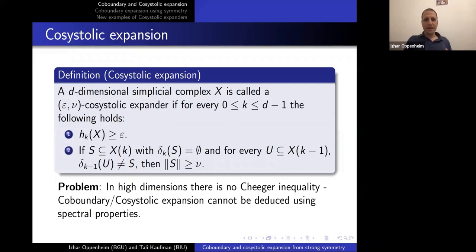And the problem with constructing examples for cosystolic expansion or coboundary expansion is that in high dimension, when we're not dealing with graphs, we don't have the Cheeger inequality, meaning we can't get coboundary or cosystolic expansion out of spectral properties, out of the spectral gap, or out of analyzing the random walk. We need some different machinery.